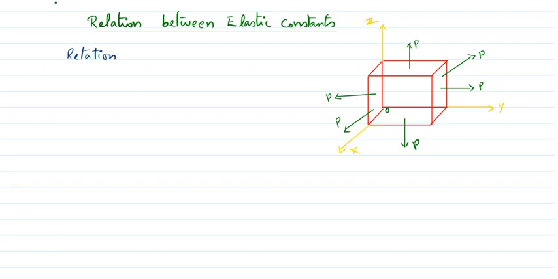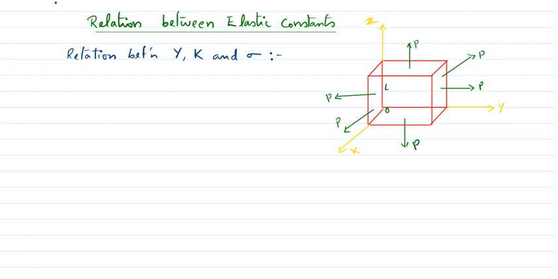Relation between Young's modulus, bulk modulus and the Poisson's ratio. For that let us consider a cube whose sides each of length L are parallel to three coordinate axes X, Y and Z. Let a uniform normal stress P be applied over its surface. Then each side of the cube is under an external stress P.